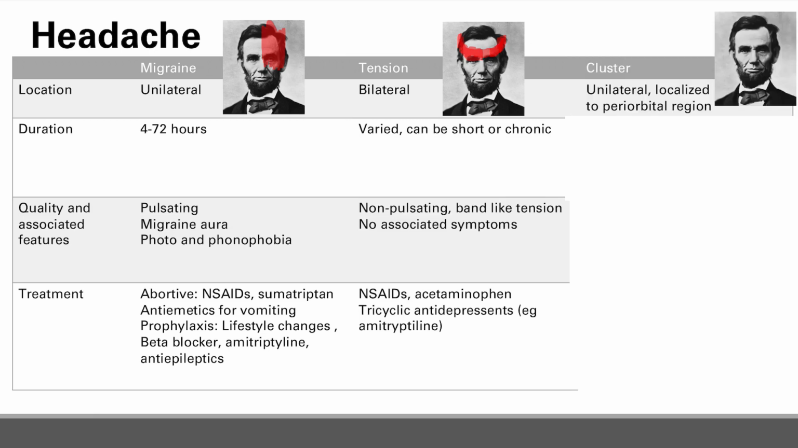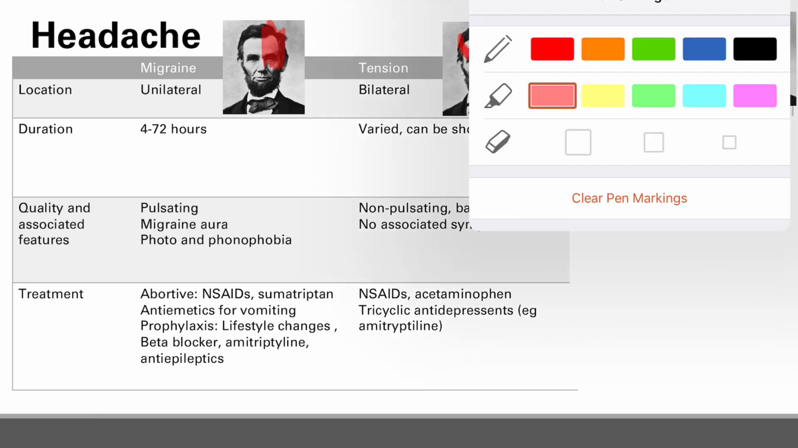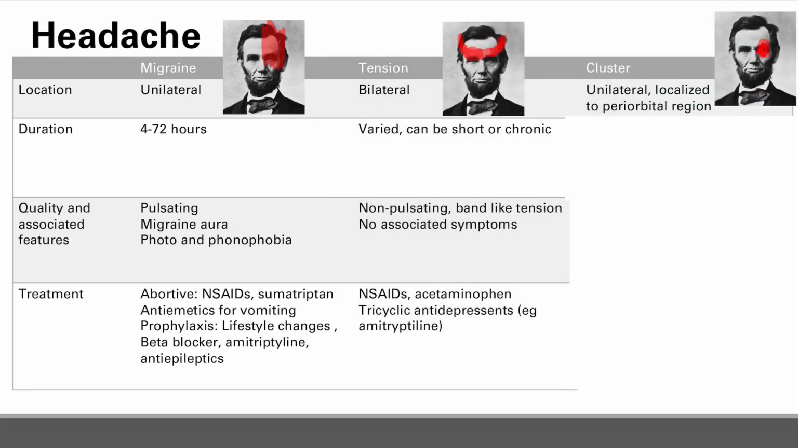Now finally, we have cluster headaches. These are unilateral and usually localized to the periorbital region, so around the eyes. So it's unilateral, it's around the eyes. And I'm going to draw it actually in darker because I want to show that this is a very severe type of pain, as we'll see in a second. The duration is short. These last less than 3 hours. And the reason why they're called cluster headaches is because they occur in clusters.